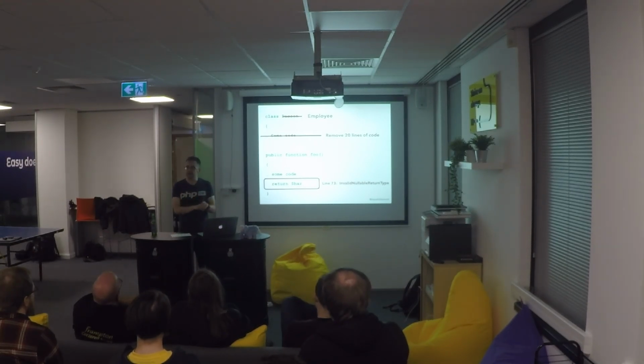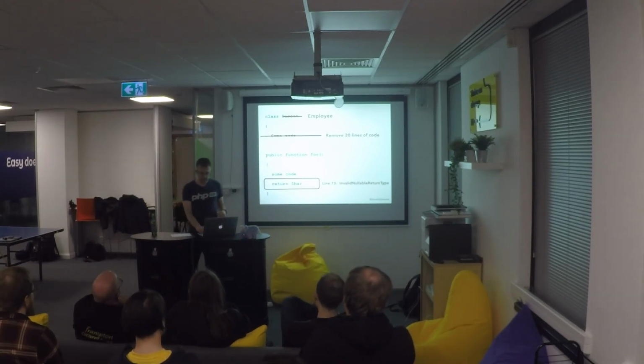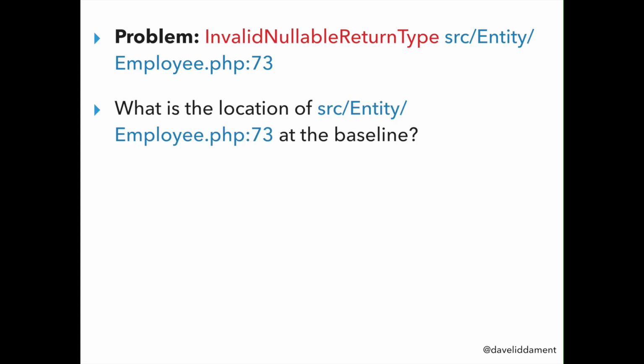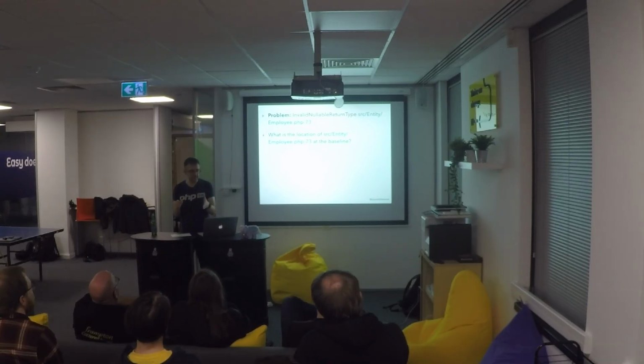So the question we now need to ask is, we've made our baseline, we've done our changes, now we're running it again. We need to know if line 73 of employee.php was in the baseline. So this is the problem. Did we have this in the baseline? And then what happens is we say, where was line 73 of employee?